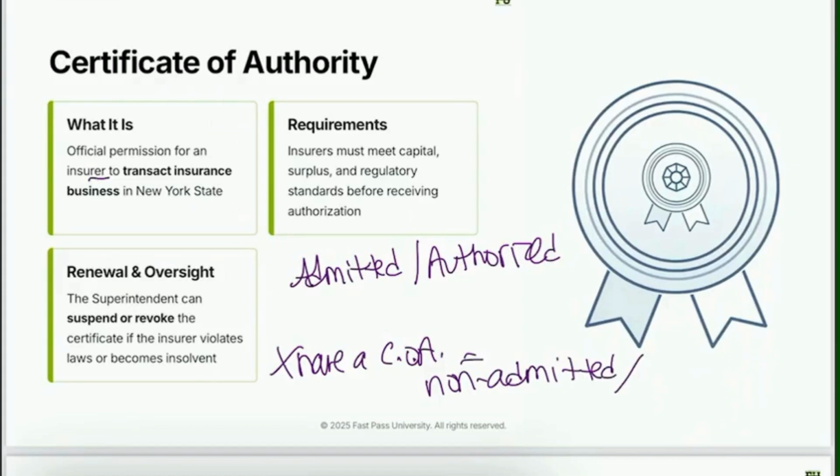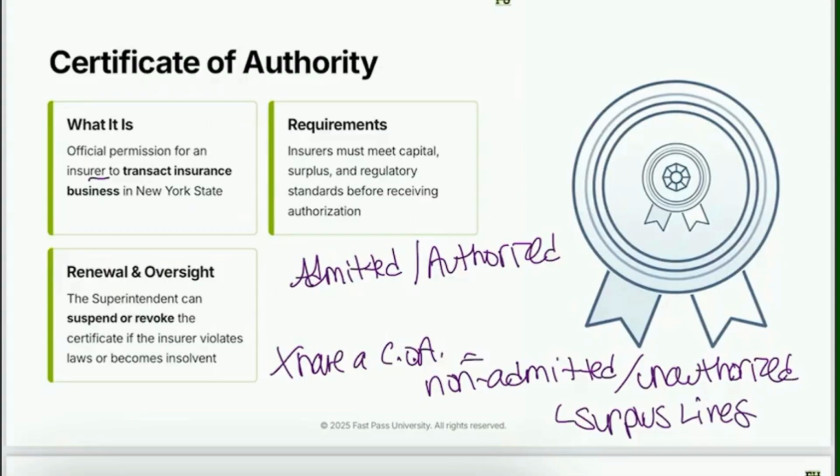or unauthorized. And we are only going to see that with surplus lines companies. All right, continuing on.